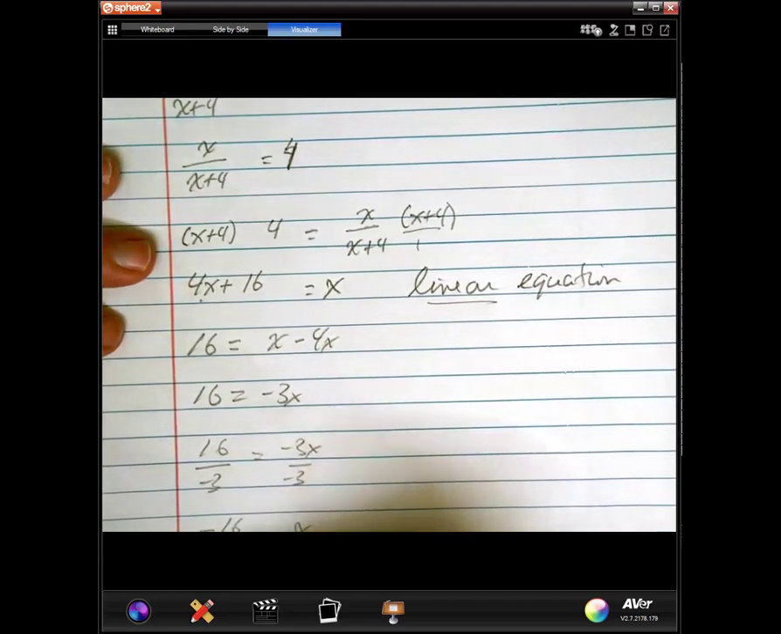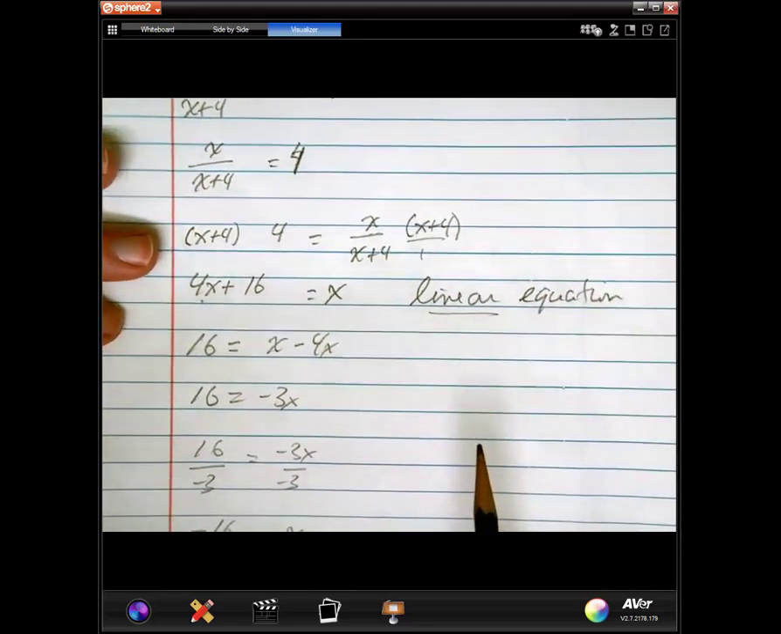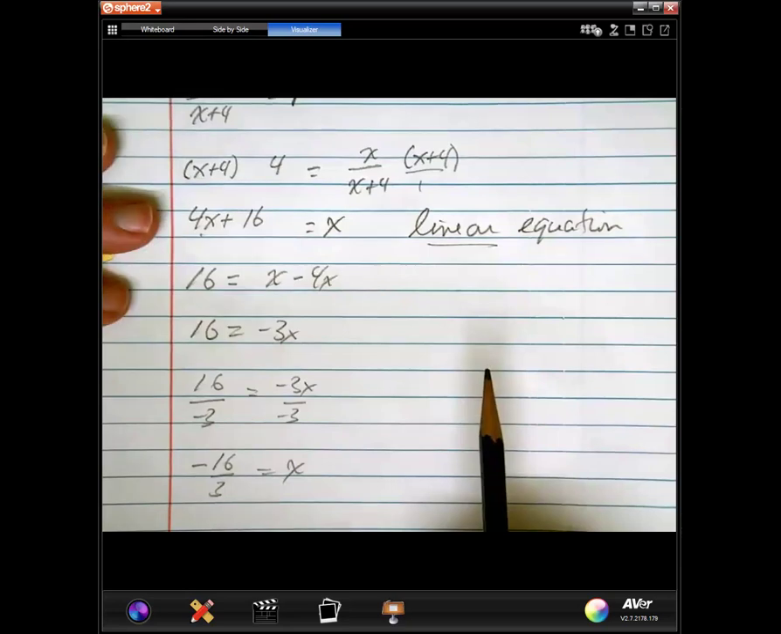It's the exact answer. The only way to check this is to plug it back into the original, but I will not do this at the moment.